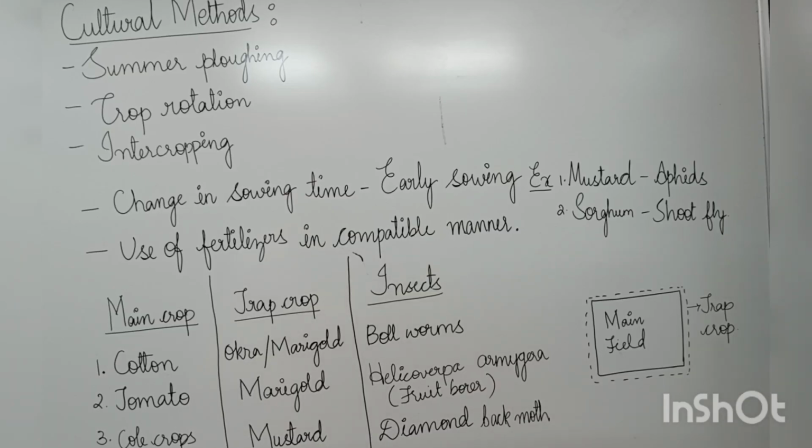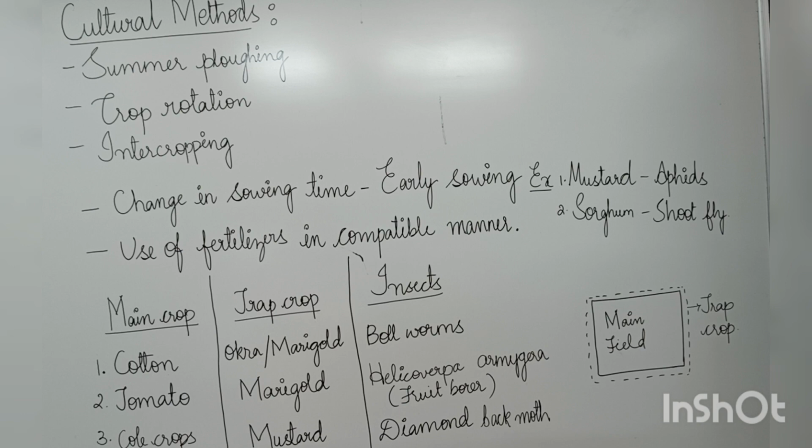Next one is the cultural methods. These are some of the practices that are done in the cultural practices. First one is the summer ploughing. Next is crop rotation, and next is intercropping. And the next one is change in the sowing time.